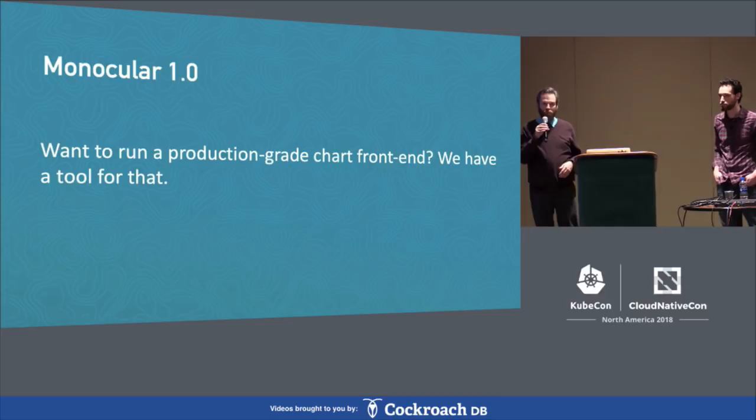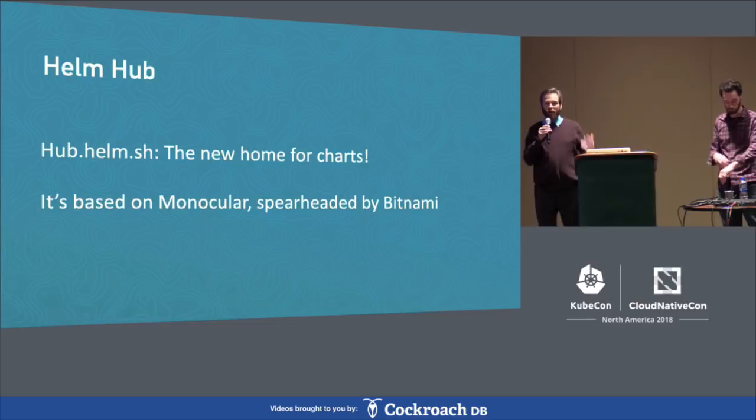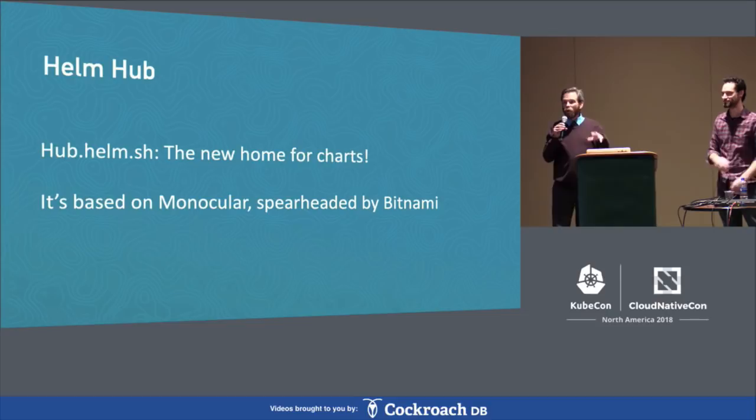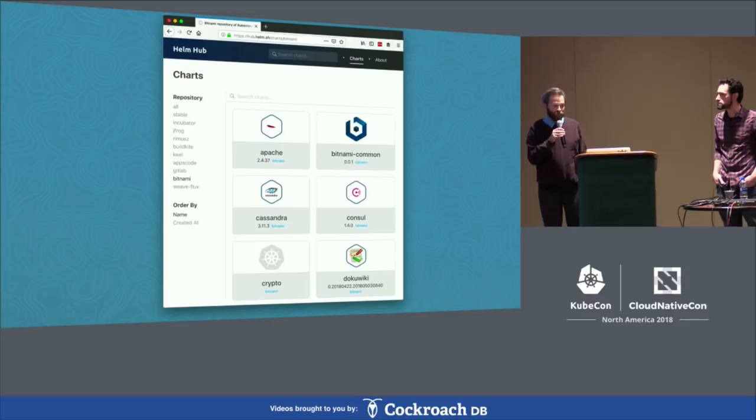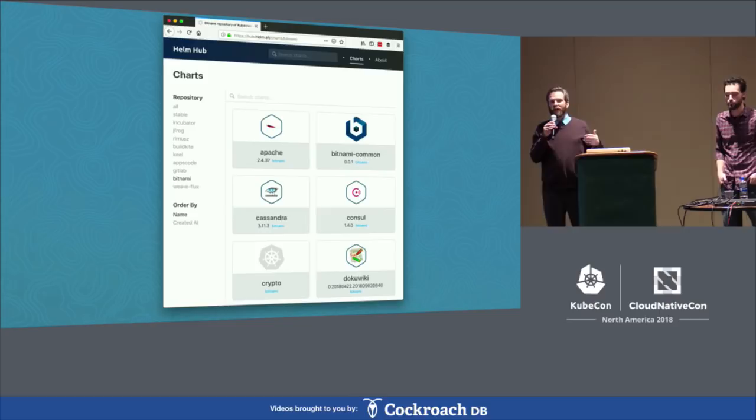And what's exciting about that is after doing that, they began working on the new hub.helm.sh. Try saying that one 10 times fast. Which is the new home for charts. And it's based on Monocular. Bitnami has done a fantastic job of contributing to this along with several other companies who allocated fixed developer hours to getting everything going. And the exciting part for us is that by adopting this and making hub.helm.sh an official part of Helm, we've committed to raising the findability bar for charts.